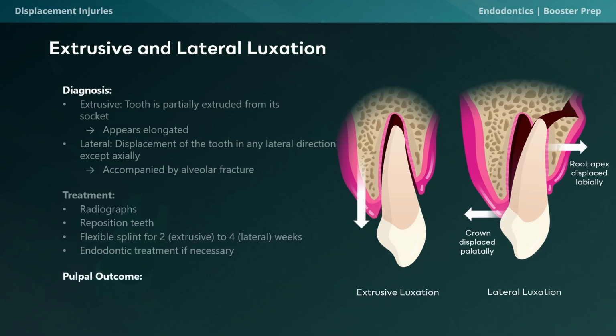Finally, when considering the pulpal outcome for mature teeth with closed apices, extrusive luxations have a 65% rate of pulpal necrosis, while lateral luxation injuries show an even higher rate at 80%. So needless to say, these two displacement injuries are pretty serious and need to be handled correctly. But you guys know what's even worse than an extrusive luxation or lateral luxation?